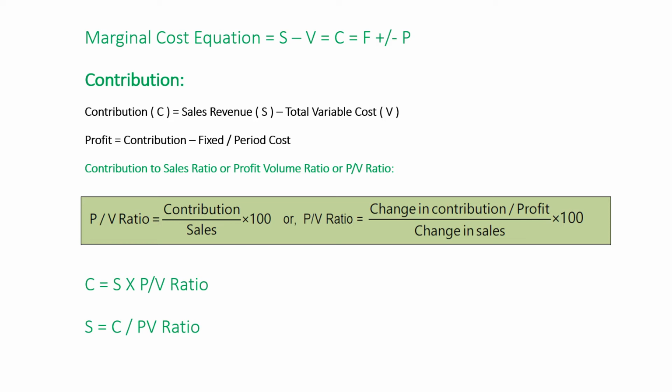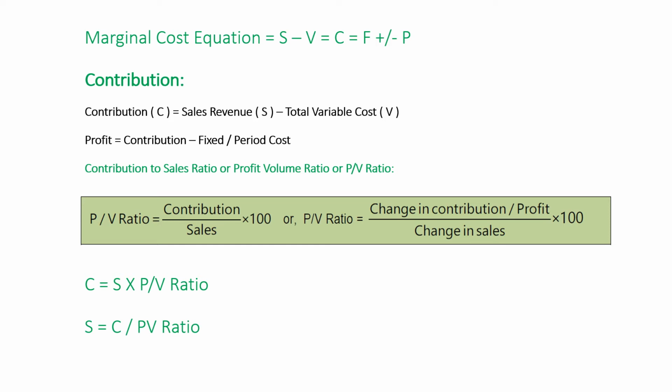Then, if the PV ratio is more than the existing PV ratio, we can definitely continue to produce. Otherwise, we need not produce because it is less than the existing PV ratio.